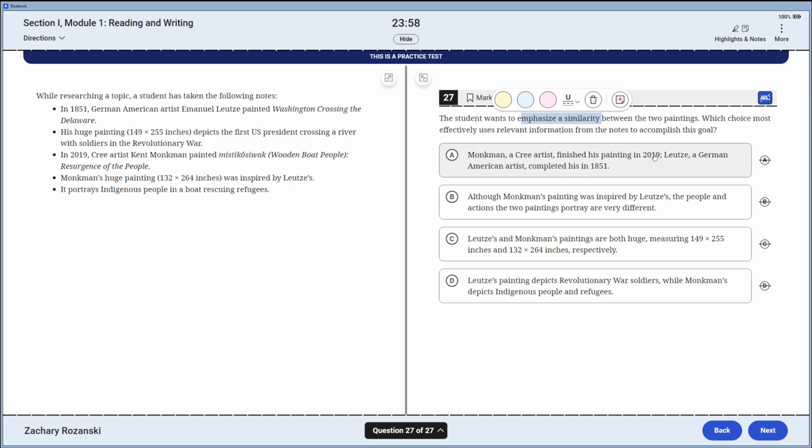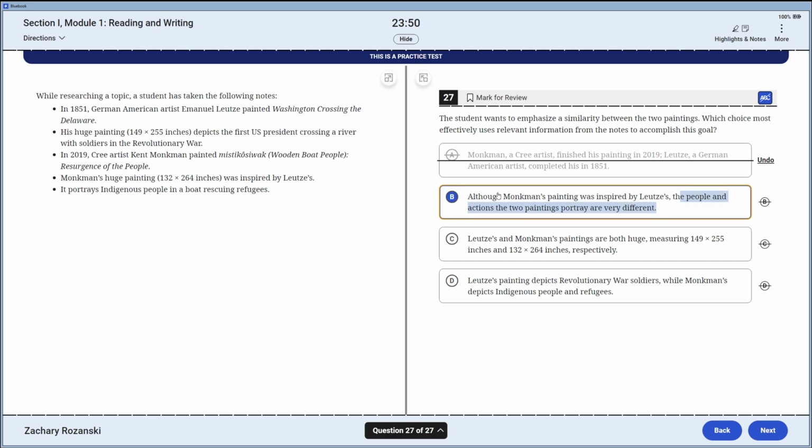Monkman finished in 2009. This is a difference. Although the paintings were inspired by this person, the people in the action. So this is a difference. And I don't think I would say that to be inspired by something is a similarity, but maybe. Both of them are huge. That's a similarity. And we have those.